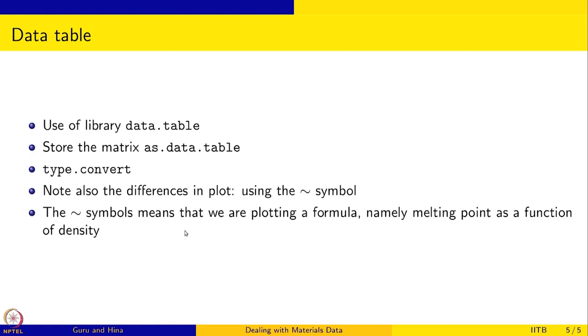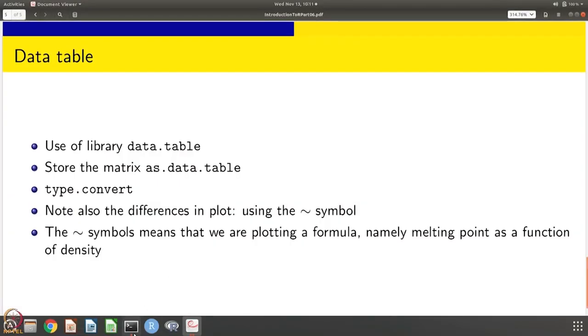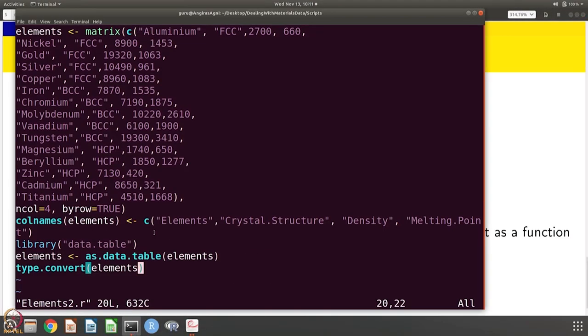Let us first look at the way to enter the data, and here is the script that does that. As we did earlier, we are going to say that elements is a matrix. And these are the data that is entered into the matrix. So, you can see the name of the element, the crystal structure, the density and the melting point. And then there is nickel, FCC, 8900, 1453, gold, FCC, 19320, 1063 and so on. So, we have listed all of them.